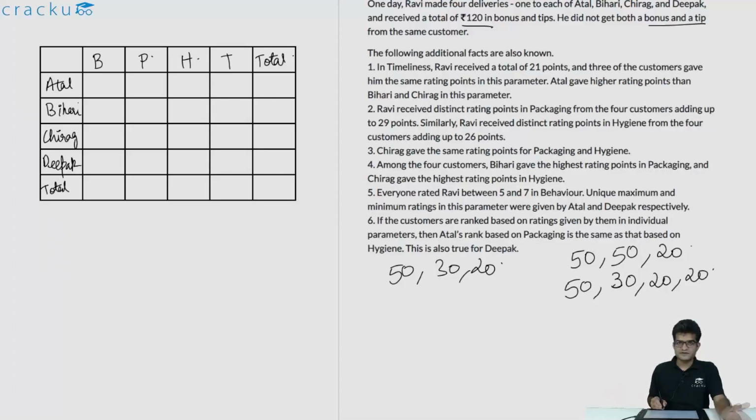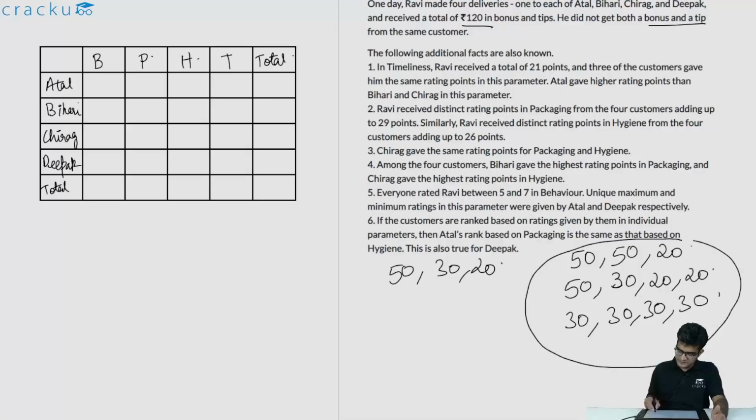In the last case, suppose he has not received any 50 and he needs to make up 120 across 4 customers. That would imply that all of them have given him a tip of 30. So 30, 30, 30 and 30. These are the only cases possible such that you get a total of 120 across the 3 numbers 50, 30 and 20 in less than or equal to 4 customers.